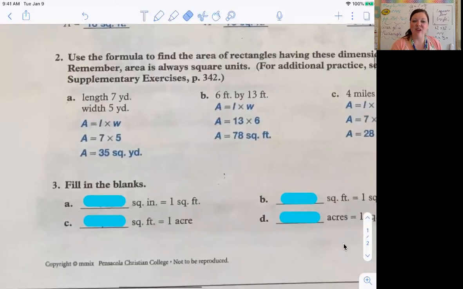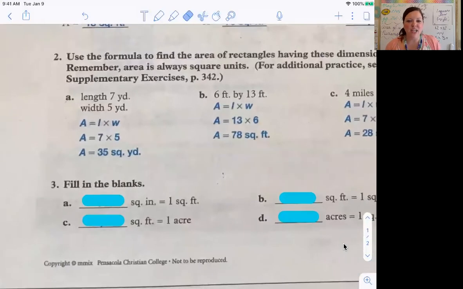Okay, let's go on to this final section. Section 3 is working with how well you remember those special numbers. So for section 3, it helps me for A and B to go back to what we learned originally, and that is covering up the square units. How many inches are in a foot? 12. Now, let's take 12 and square that number. That means to multiply by itself. What do we get? 144.